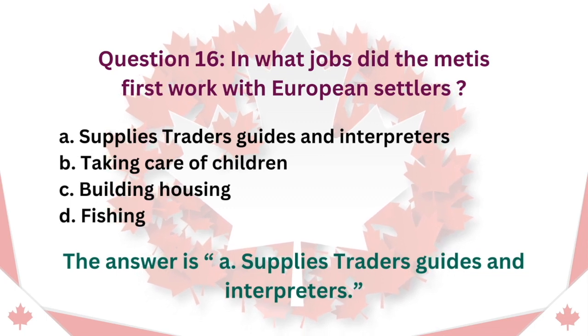Question 16. In what jobs did the Métis first work with European settlers? A. Supplies traders, guides and interpreters. B. Taking care of children. C. Building housing. D. Fishing. The answer is A. Supplies traders, guides and interpreters.